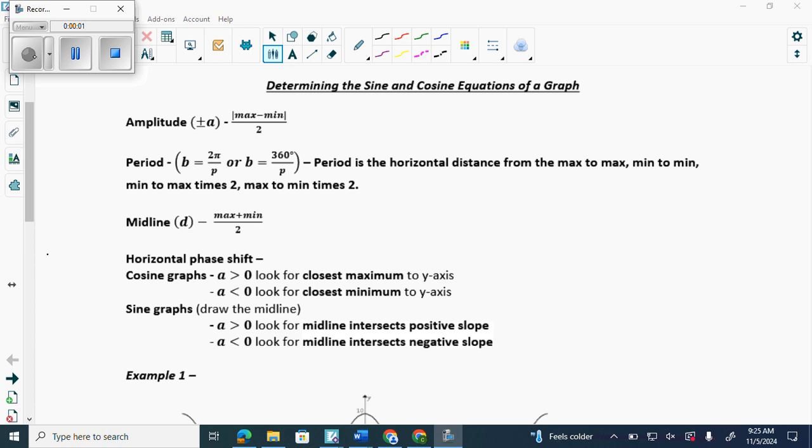...a few graphs, and you're going to have to come up with the equation. So today we're going to focus on getting the A, the B, and the D for the graph. Now remember this, a sine graph and a cos graph are just a 90-degree shift from each other, right? So put it in your calculator, y equals sine x. Type it in.